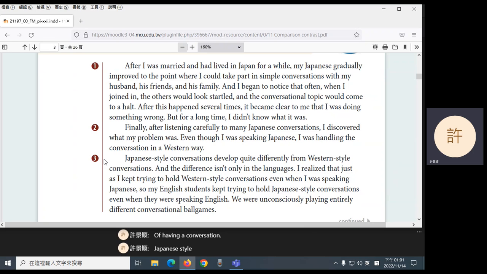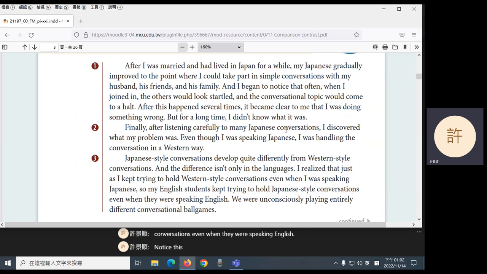Japanese-style conversations develop quite differently from Western-style conversations. And the difference isn't only in the languages. I realized that just as I kept trying to hold Western-style conversations, even when I was speaking Japanese, so my English students kept trying to hold Japanese-style conversations even when they were speaking English.